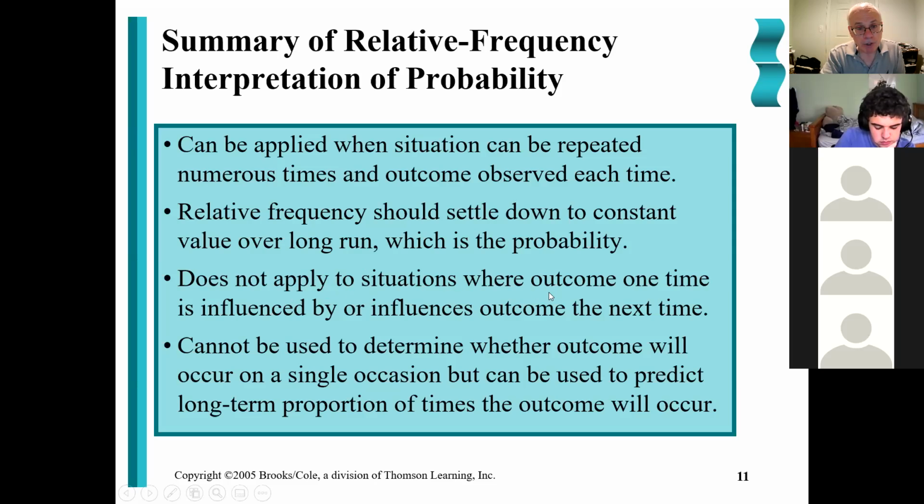This approach does not apply to situations where the outcome one time influences, or is influenced by, the outcome the next time. Now, what does that mean? If we repeat an experiment over and over again, we assume that one application of the experiment is independent of another. That is, the probability of something occurring does not depend on what happened previously. If we flip a coin 100 times, the 80th flip should not be influenced by the previous 79 flips, as long as your arm doesn't get tired, right? Each flipping of the coin should be independent, should have nothing to do with any other repeat of that experiment. If they are related, then this approach doesn't work. We have to come up with something else.